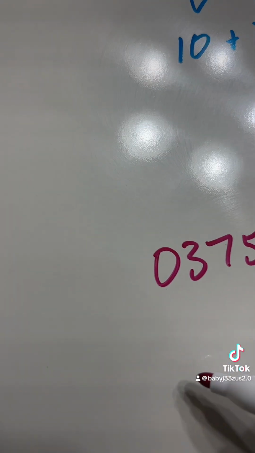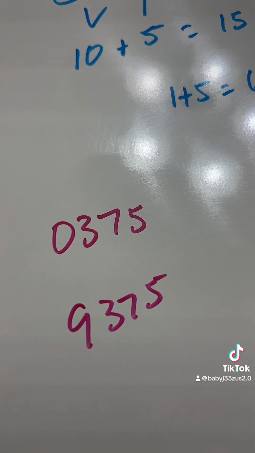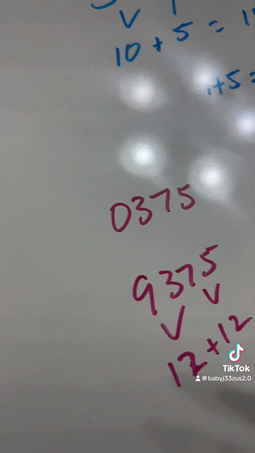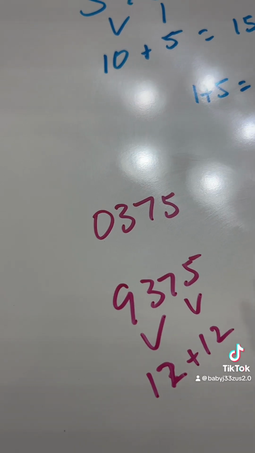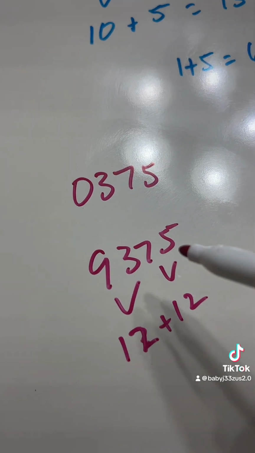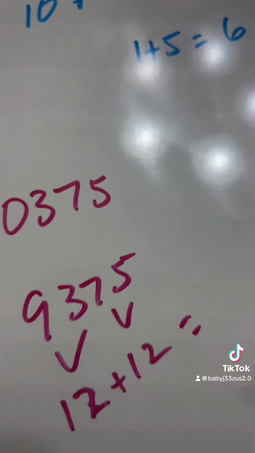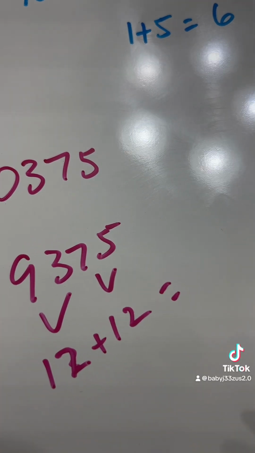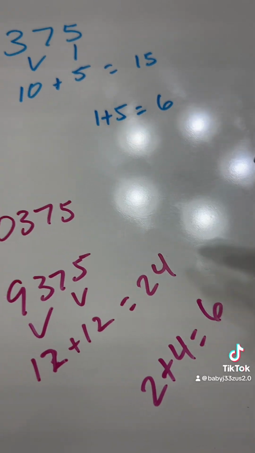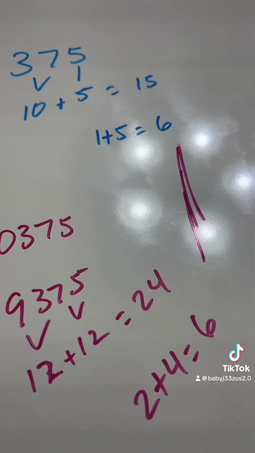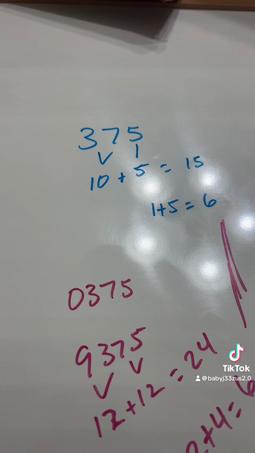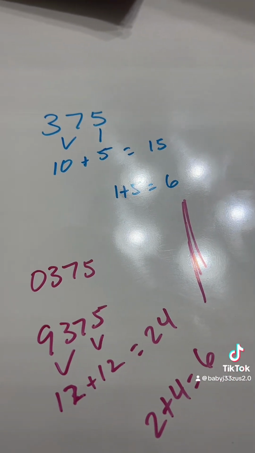Now, if I make this 9375, let's see if we get the same digital root of 6. So I add the 9 at the beginning. I can add it at the end, it doesn't matter. But so 9 and 3 is 12, 7 plus 5 is 12. So you do 12 plus 12, that equals 24. And what does 2 plus 4 equal? It equals 6, same digital root. And this can go on forever. The number can be in the trillions. Just add a 9, it's still going to get down to the same digital root.